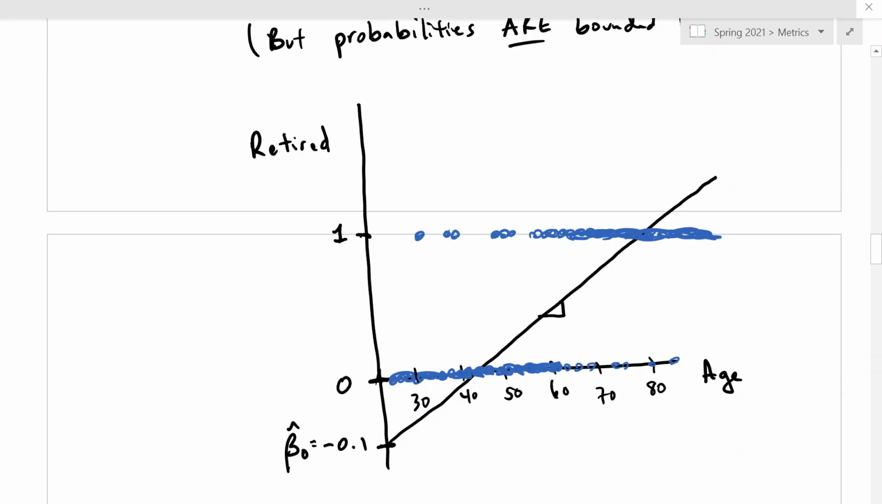Let's say the slope is beta 1 hat. Let's call it, I don't know, this is a completely arbitrary number. Let's call that 0.25. Probably needs to be much lower than that. Let's say 0.02. So then every year older you get, there's maybe a 2% increase in the probability of retirement.